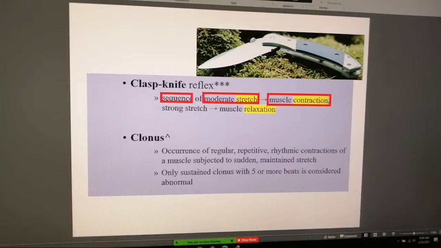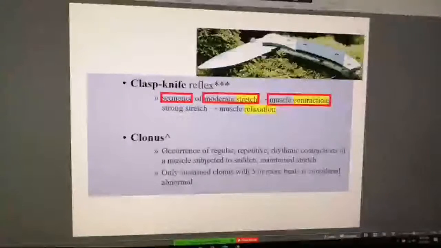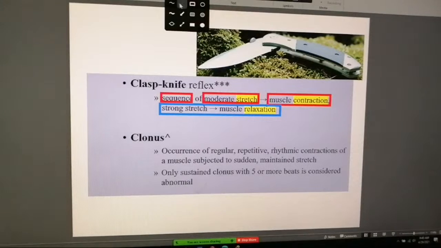Okay, but then what happens later on? Later on, when you persist with your bending movement, in this case the flexion of the elbow, the muscle just gives in, it relaxes. Okay, this relaxation is due to Golgi tendon organ reflex, which we discuss straight away after this presentation. Okay, so just hang in there.